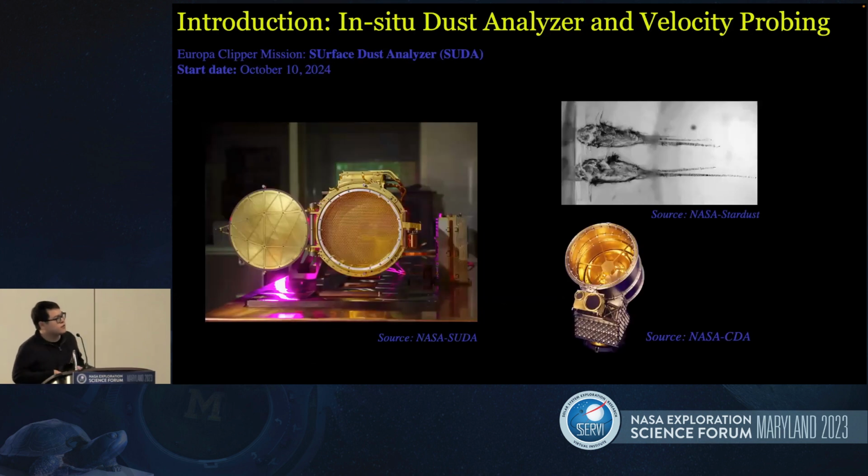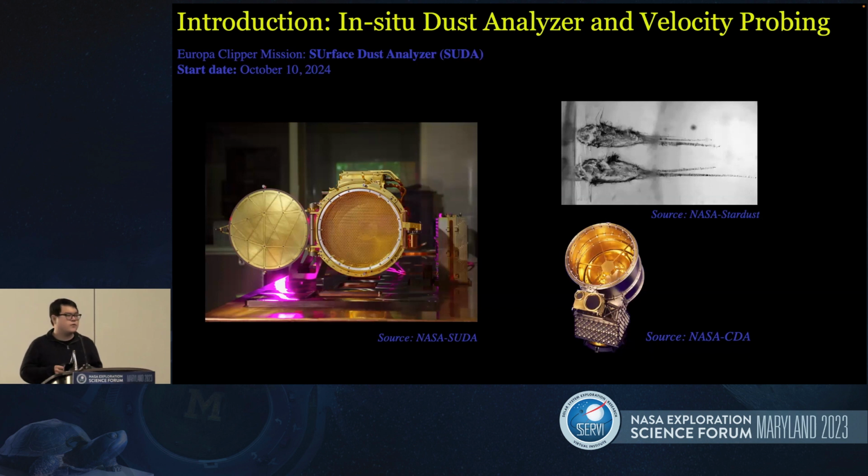The Europa Clipper mission is planning to visit the plume regions of Europa, and the Surface Dust Analyzer is the instrument made specifically for the measurement of ice grains in these plumes. One of the most important parameters that the Surface Dust Analyzer is going to measure is the velocity of those ice grains. Previously, missions such as Stardust used an aerogel to collect materials or dust from the comet. Alternatively, people have been using polarizable polymers to measure the impact-induced charge change and to infer the velocity.